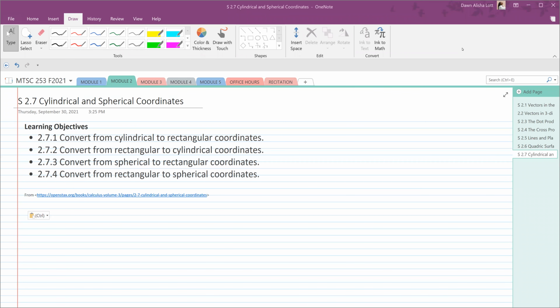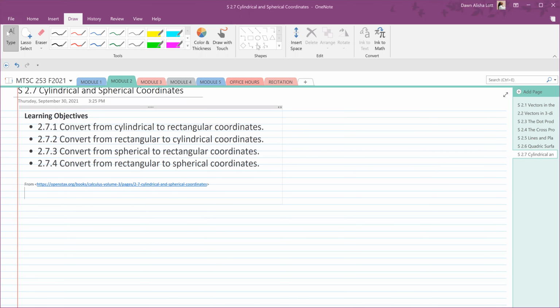All right, so now this is the last section from chapter 2, and this is cylindrical and spherical coordinates, and we want to convert from cylindrical to rectangular coordinates and back, and then convert from spherical to rectangular coordinates and back. Okay, so let's just start off with something really simple that we did before, and that was looking at the XY plane.